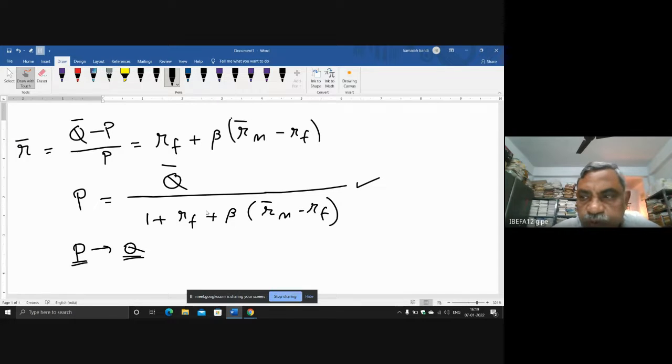So therefore the initial price in terms of the payoff is the formula. Alternatively, if you want to pay the price right now, what should be the price that you have to pay? The initial price that you have to pay depends on the expected price, that is Q bar, okay, plus you have to take into account the risk characteristic of the asset, that is beta, and also the market return. So in that sense, CAPM is a pricing formula. Okay.